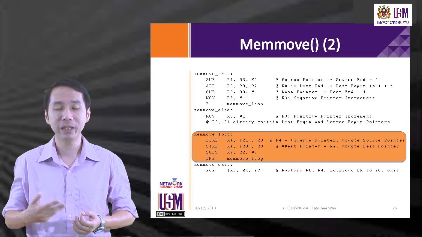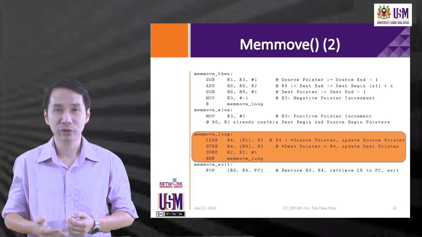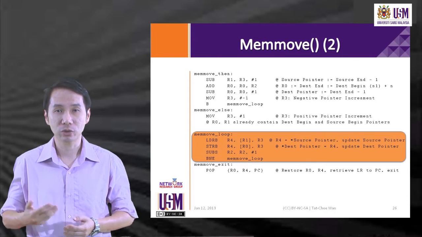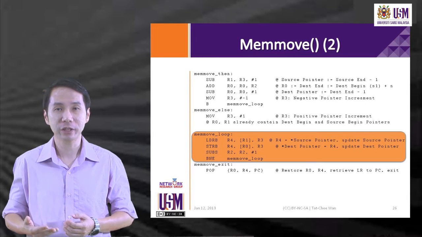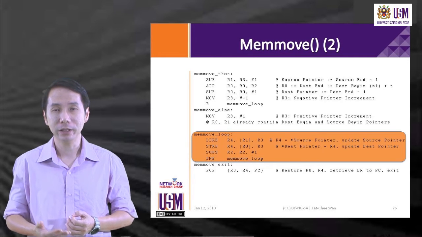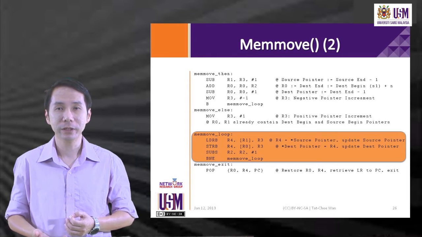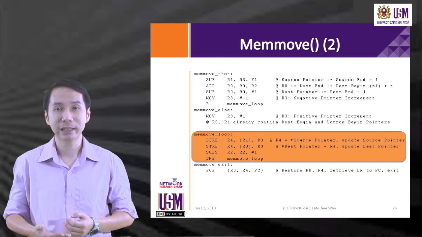So in the actual memmove loop, what we will do is read the values from the source block byte by byte and store them byte by byte into the destination block. We will use the auto increment or auto addition of the base pointer to update the address pointers. Now, since we use R3 as the increment value, we can either increment or decrement depending on the value stored in R3.